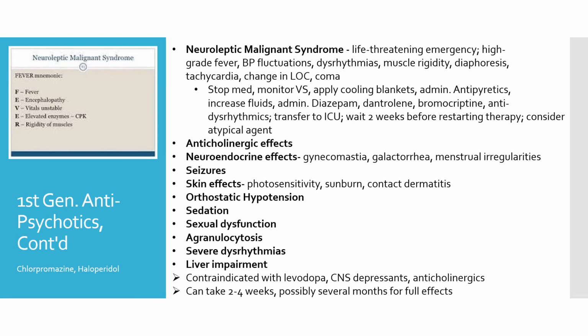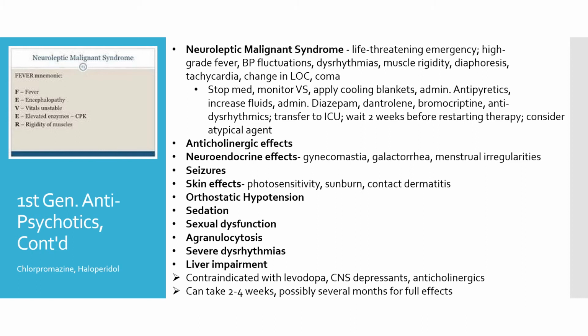Furthermore, aside from EPSs, these first generation antipsychotics have other symptoms and complications. Neuroleptic malignant syndrome can be a life-threatening emergency, and includes a high-grade fever, blood pressure fluctuations, dysrhythmias, muscle rigidity, diaphoresis, tachycardia, change in level of consciousness, and coma. So here's a little mnemonic for fever related to neuroleptic malignant syndrome. This is very similar to serotonin syndrome, but you have elevated enzymes for the CPK because this is more muscle related.